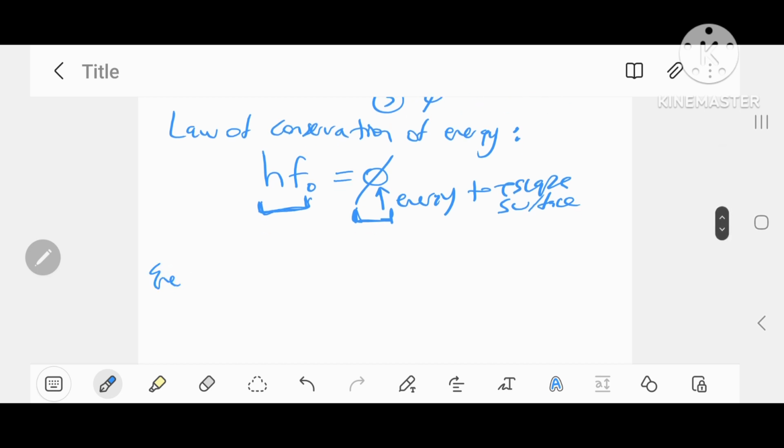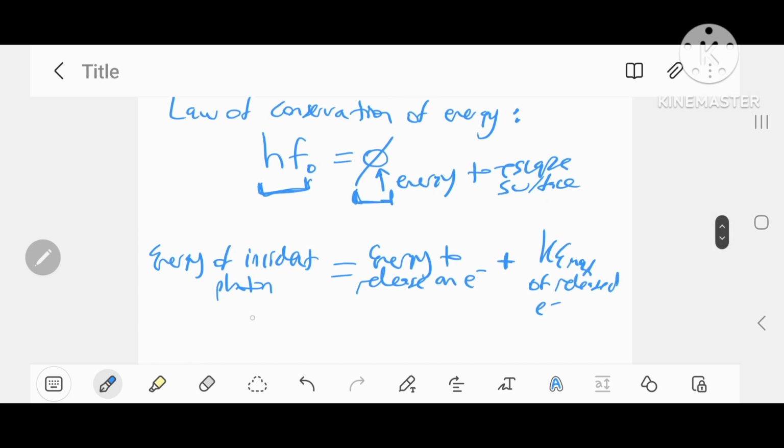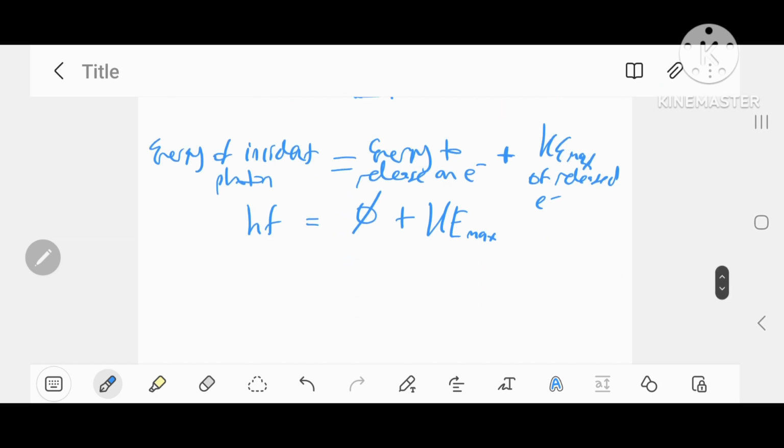Now for the energy of an incident photon, we can write an expression. The energy of an incident photon is equal to the energy to release an electron plus the maximum kinetic energy of the released electron. In other words, hf is equal to phi, some work function, plus the maximum kinetic energy of a released electron. A statement of conservation of energy once again.